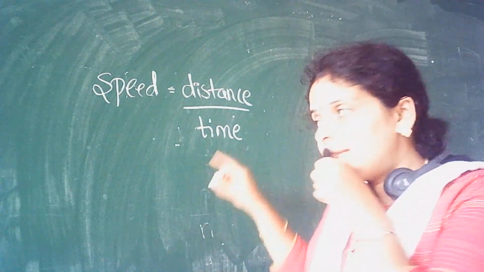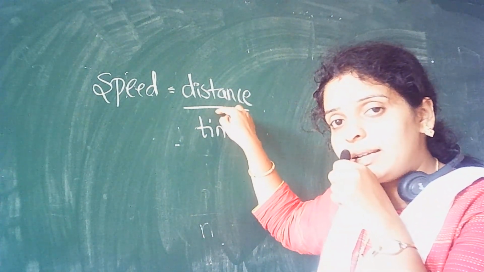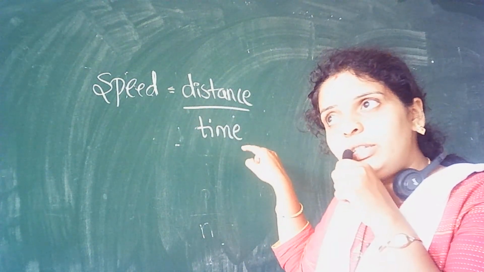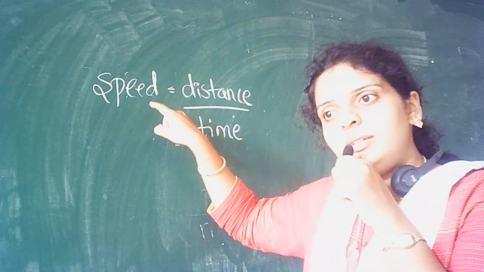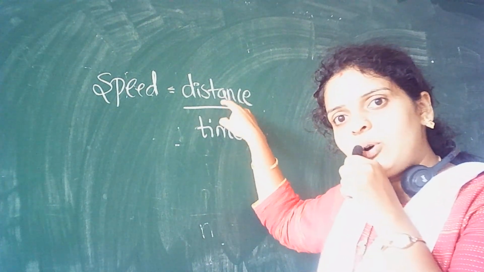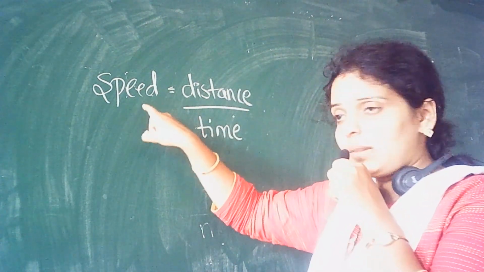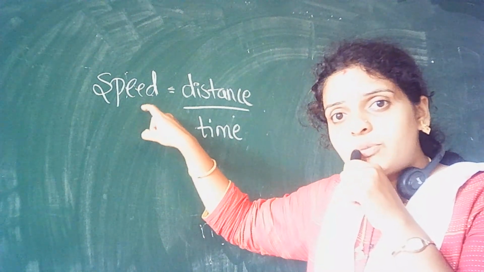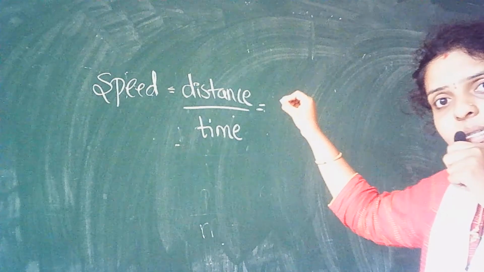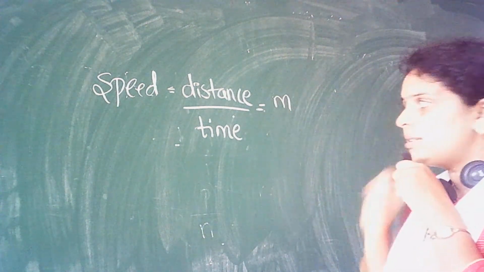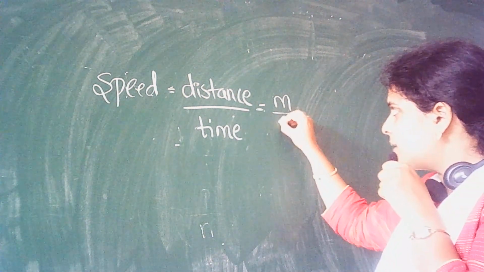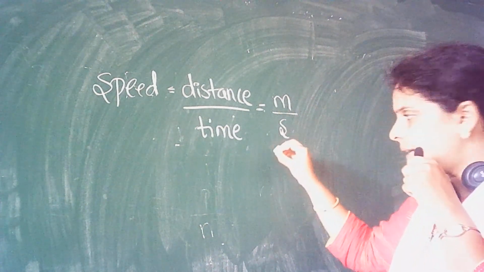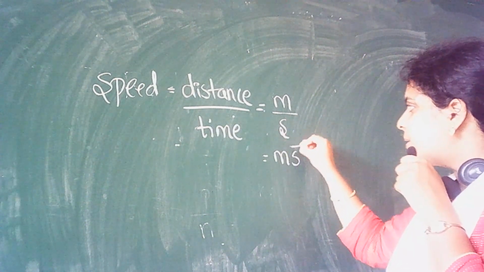So how do you define it? The rate of change of distance, or the distance covered by the body in a given interval of time, is known as speed. What is the unit of distance? You already know, it is meter. What is the unit of time? Time unit is second. So meter divided by second, I can write it as meter per second.